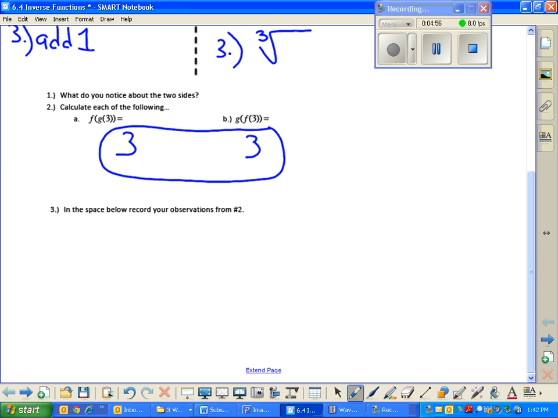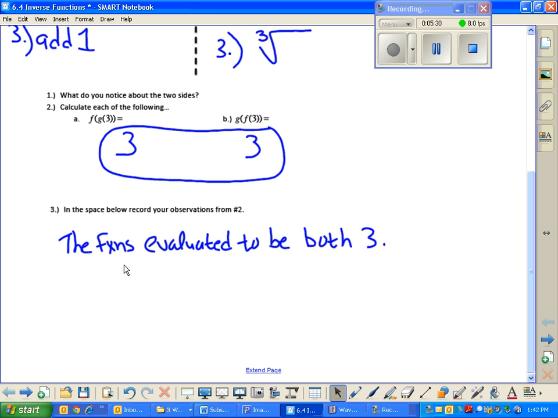The outputs were the same. So they were the same. This is actually really important. I used a pronoun. I don't really like that. The functions evaluated, say that, to be both 3. Say that. Okay. I know I pick on pronouns. I should be more cautious about it myself, right? So the outputs were the same.